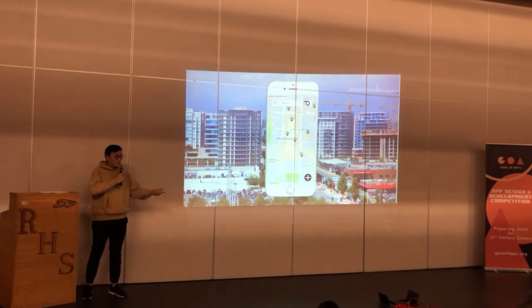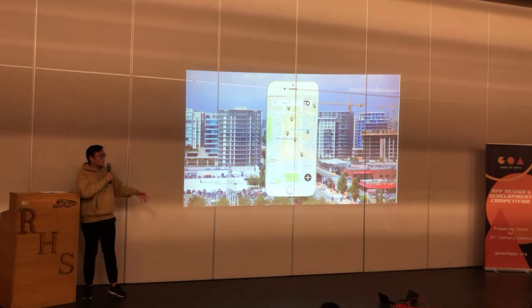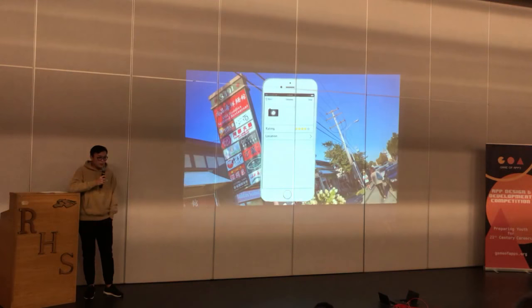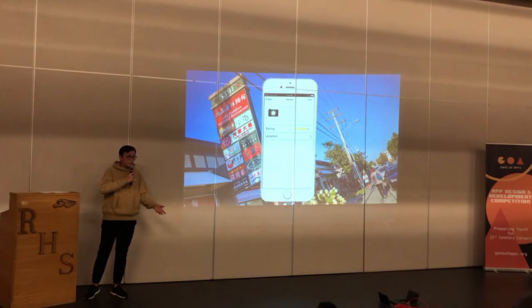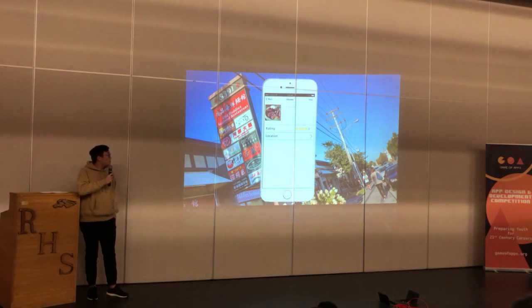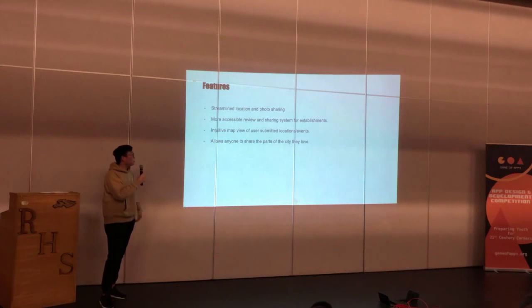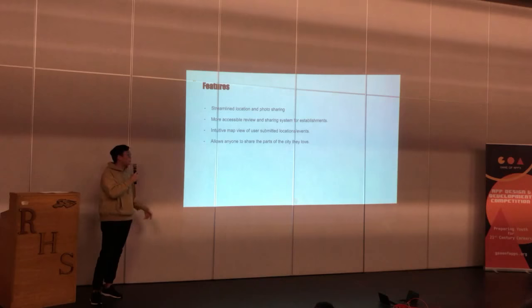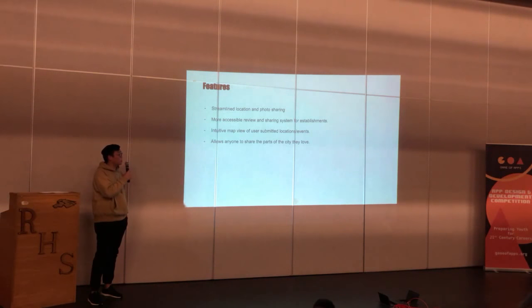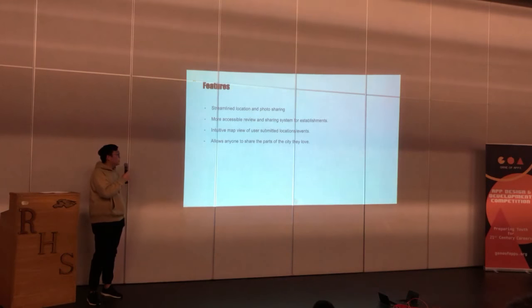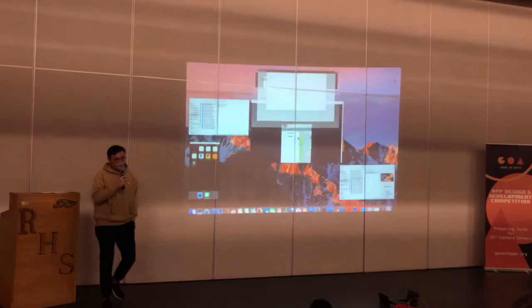The main layout of our app is basically a map where you can post all these different events and showcase the different places you can go in Richmond. You can post pictures, comments, and descriptions, and you can rate the event. For example, if there was a restaurant, you could put a picture of the food. One of our features is that we want to streamline locations through photo sharing, and we want to be more accessible to reviews and sharing systems for establishments. We have an intuitive map view of the user-submitted local events, and we want to allow anyone to share the part of the city they love. And we're going to show the demo.